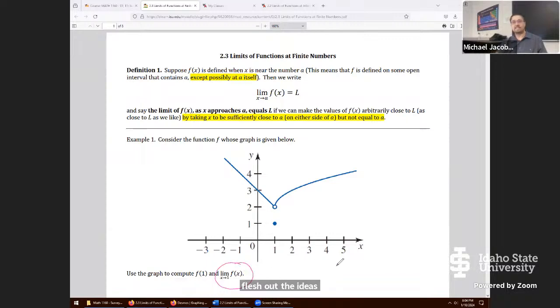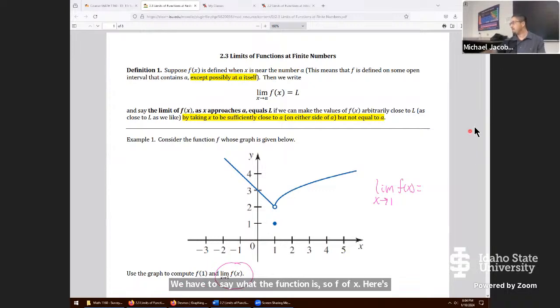But if we were taking the limit as x tends towards 1, we have to say what the function is, so f of x. Here's what we imagine this time. We're either going to be on the left side of the curve or on the right side of the curve. Either side we're on, we have to be heading towards the same overall height of this function. So if you come in from the right, the function is settling down at a height of around 2.